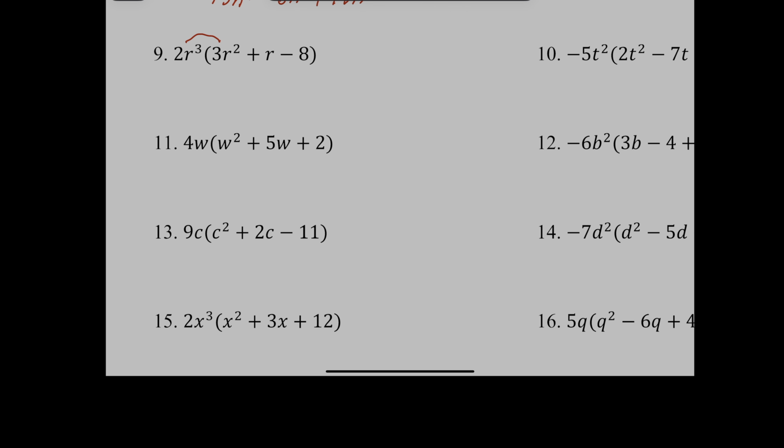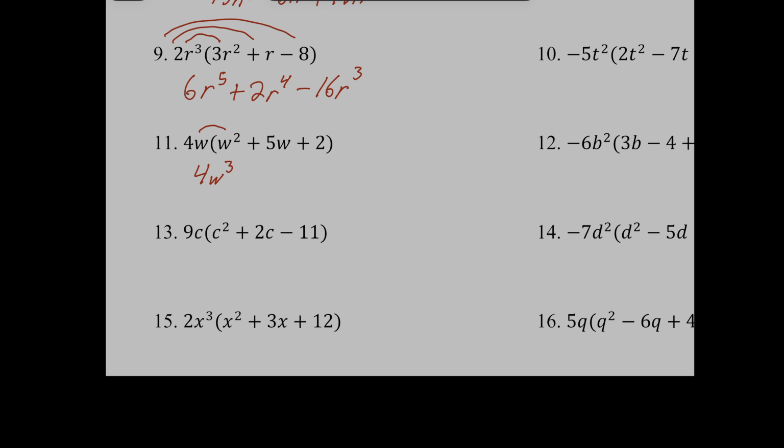Boom. There we go. And I'm going to get 6r, add them up. Don't multiply them, add them. When we multiply the exponential terms, we add the exponents. Plus, and that's going to be 2r to the fourth minus 16r cubed. Okay, let's go on to number 11. I know I'm going out of order, but I like to go down columns.